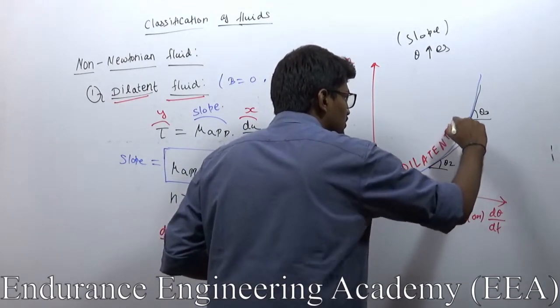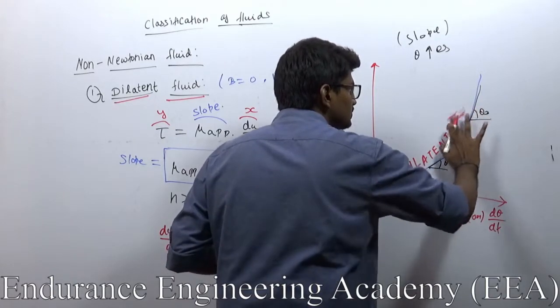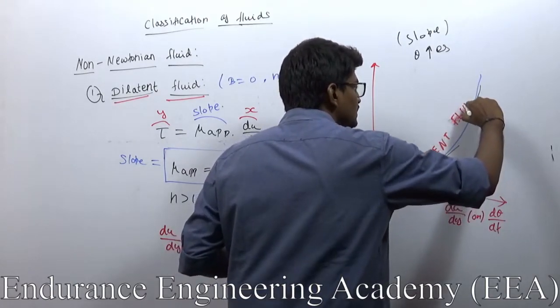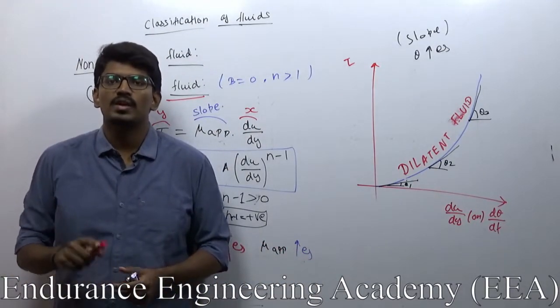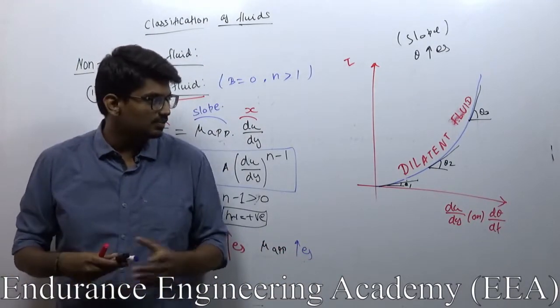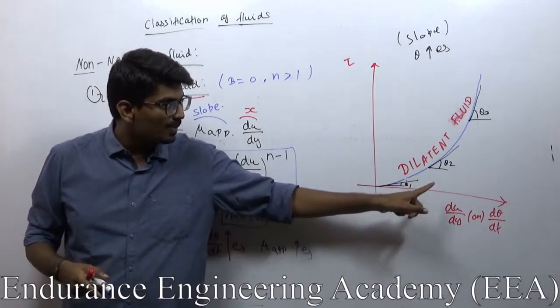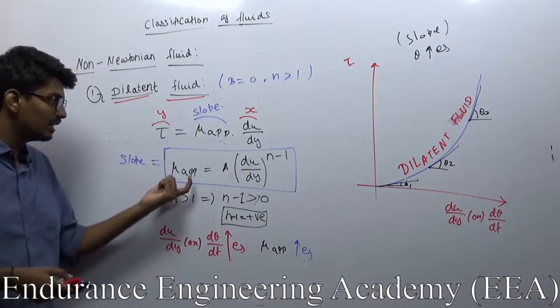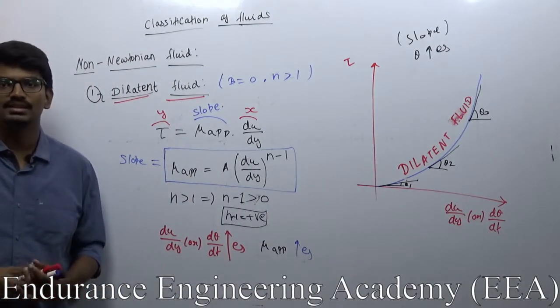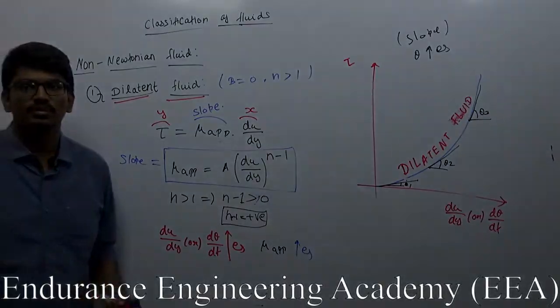This corresponds to dilatant fluid. So we have already seen Newtonian fluid where the slope value will be constant, it won't vary with respect to du by dy, but here the slope value will keep on increasing in a dilatant fluid because the mu apparent value keeps on increasing. Now we will go for the next type of fluid.